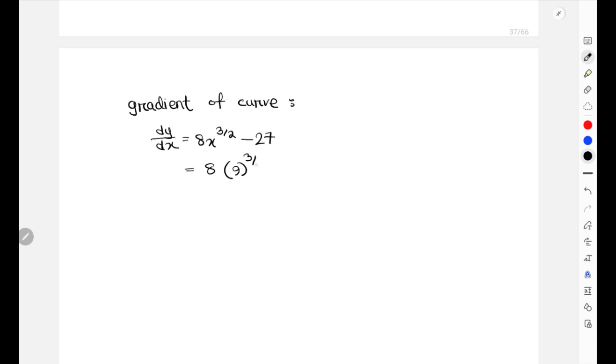Okay, for the tangent calculation, let's just first find out the gradient of the curve, which is dy by dx, 8x to the power of 3 by 2. I think it was what, 8x to the 3 by 2 minus 27, right? And now on this, I'll just input the value for the x coordinate of point P, which was 9. So it will be 8, 9, 3 by 2 minus 27.